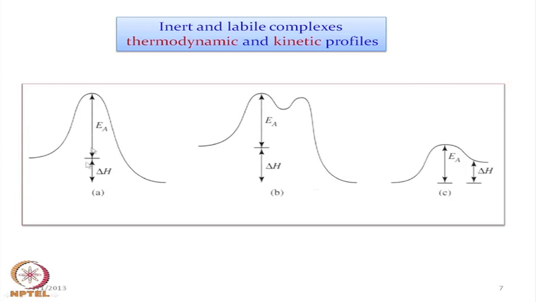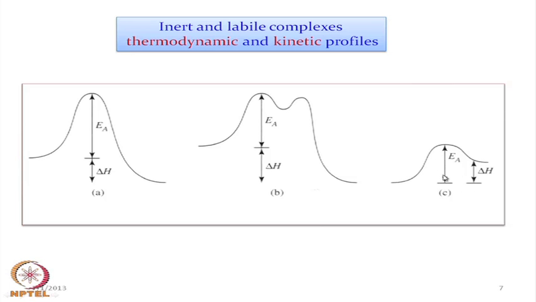But in these two cases the E A values are large, that means we get very slow reactions, though thermodynamically they are very stable. So, it has a large equilibrium constant. Thermodynamically they are stable, but it is a very slow reaction. So, it is a very inert compound. The complexes are typically inert.